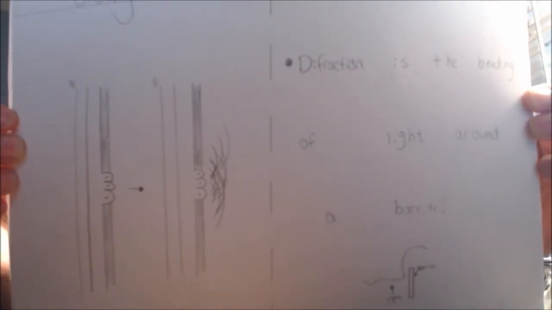Background information continued. Diffraction is the bending of light around a barrier.